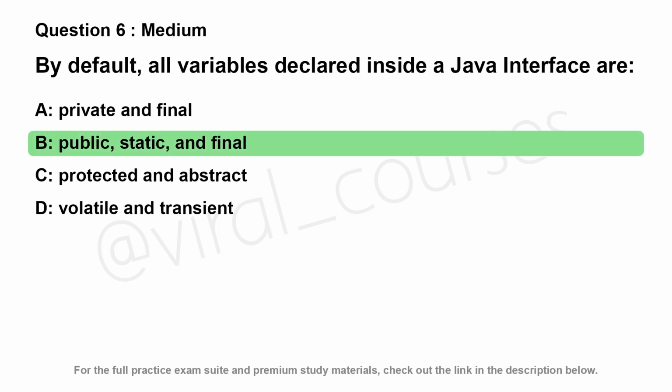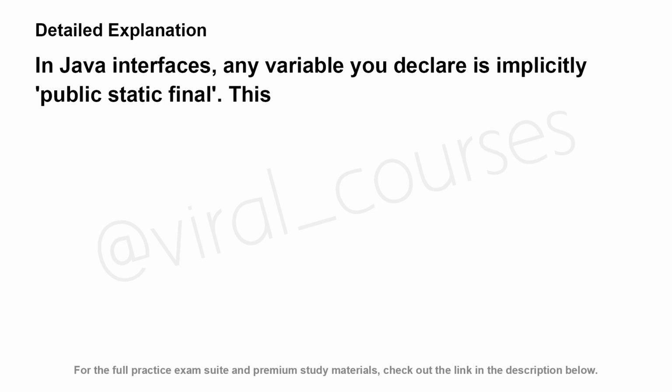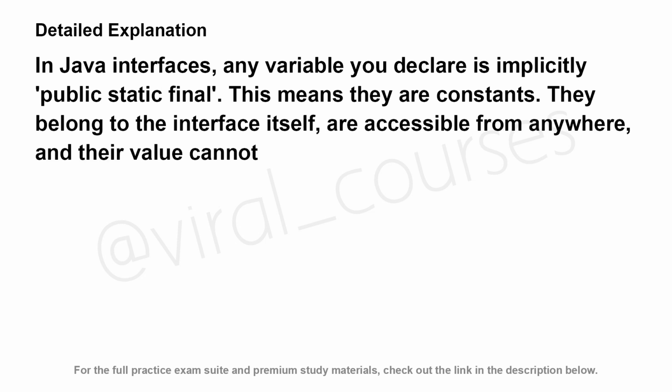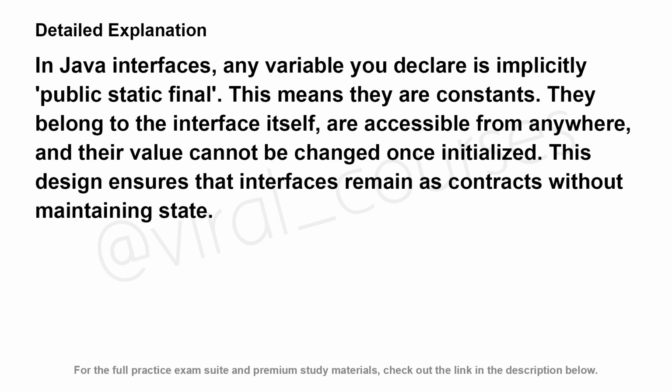The correct answer is B. In Java interfaces, any variable you declare is implicitly public, static, and final. This means they are constants. They belong to the interface itself, are accessible from anywhere, and their value cannot be changed once initialized. This design ensures that interfaces remain as contracts without maintaining state.